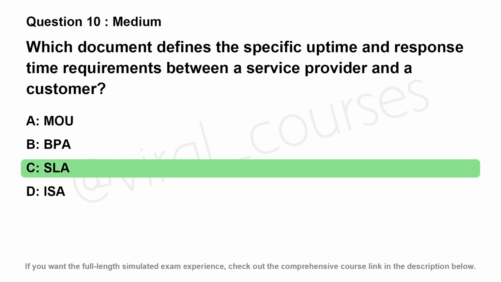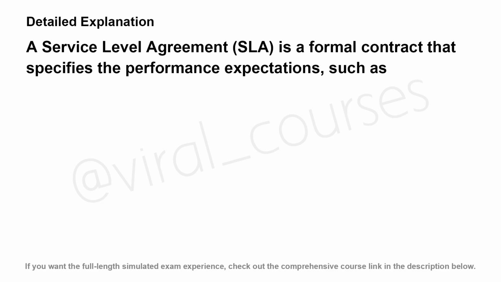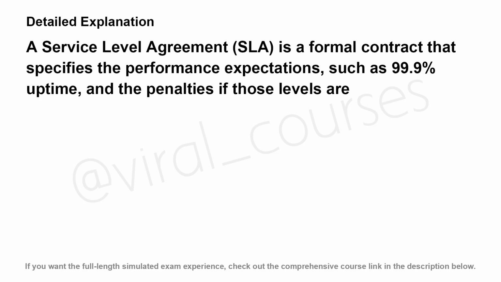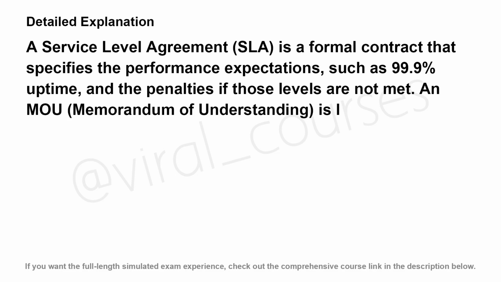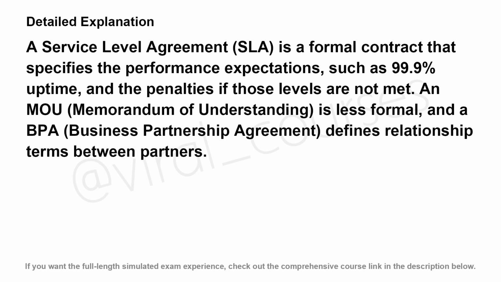The correct answer is C. A service level agreement, SLA, is a formal contract that specifies the performance expectations, such as 99.9% uptime, and the penalties if those levels are not met. An MOU, Memorandum of Understanding, is less formal, and a BPA, Business Partnership Agreement, defines relationship terms between partners.